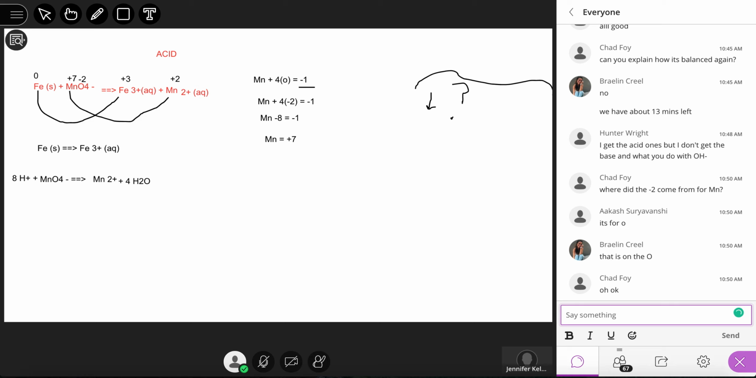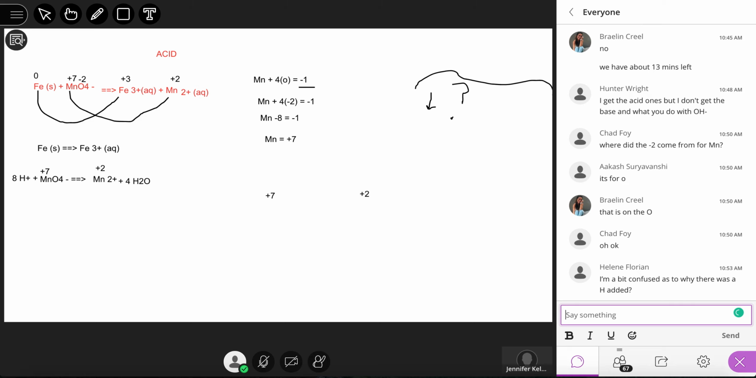So we're going to look and see, remind ourselves of what the oxidation state for manganese was. +7 there, and this one was +2. So on the left, it's way more positive. So I've got to add electrons so it equals the right-hand side. The right is +2. The left is +7. What would I do?